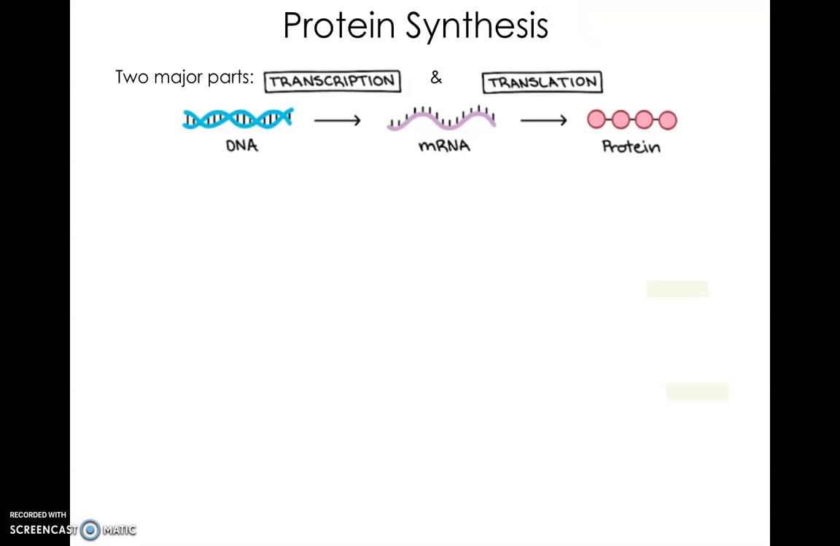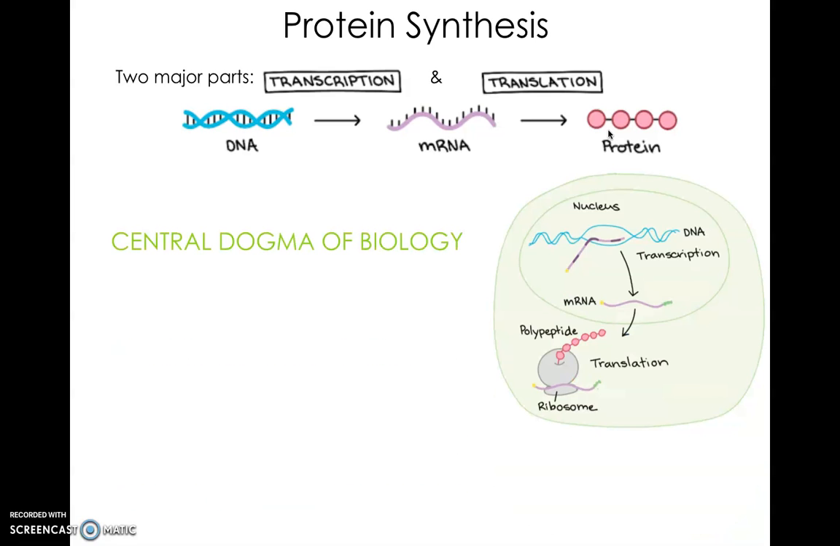And then translation is the process of taking that message from RNA and translating it from nucleic acid language to protein language. This flow of genetic information is known as the central dogma of biology. DNA to RNA to proteins. Dogma means belief.